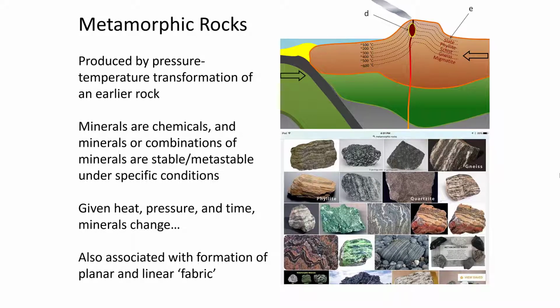Metamorphic rocks are produced by pressure-temperature transformation of an earlier rock. Minerals are chemicals, and minerals or combinations of minerals are stable or metastable under specific conditions of pressure and temperature. So given additional heat, pressure, and time, minerals will change. And this process is effectively metamorphism.